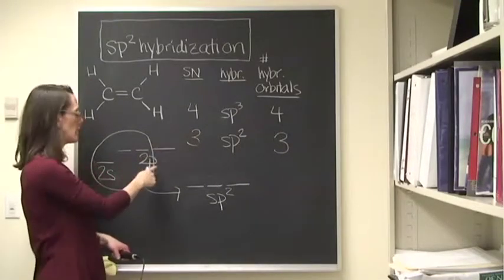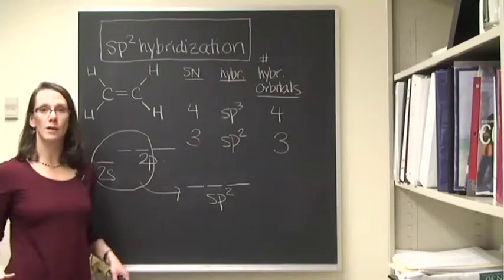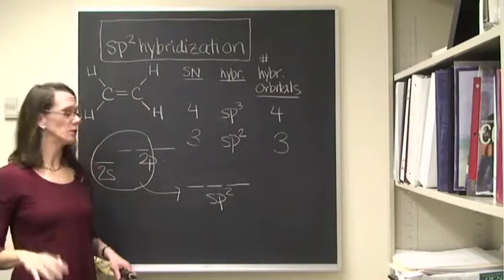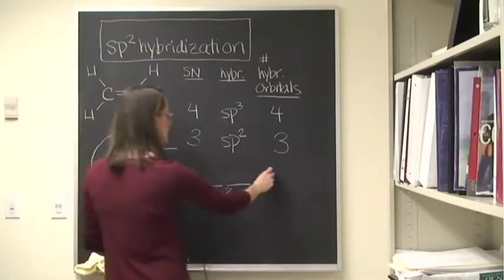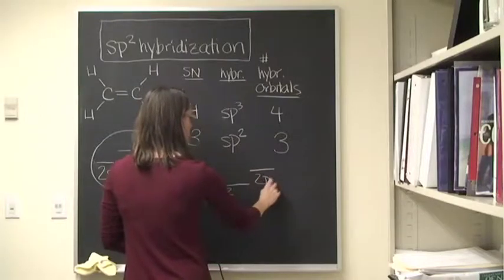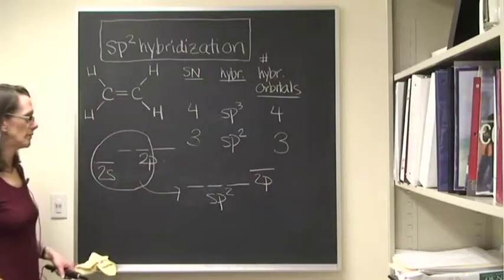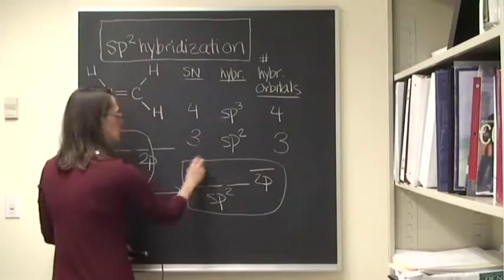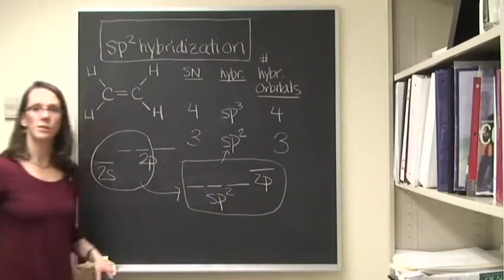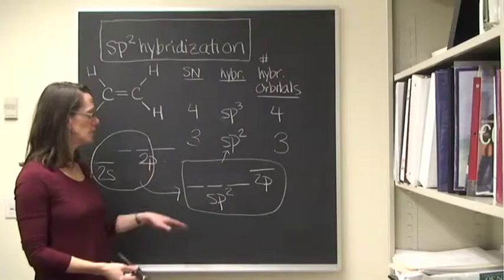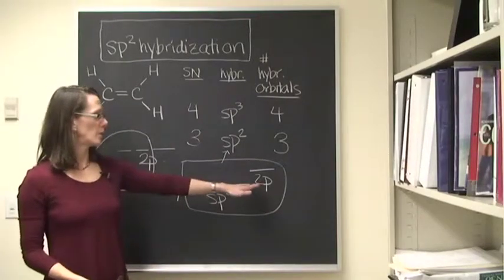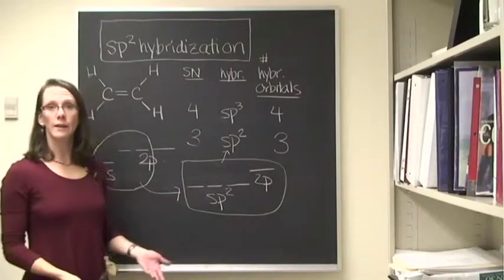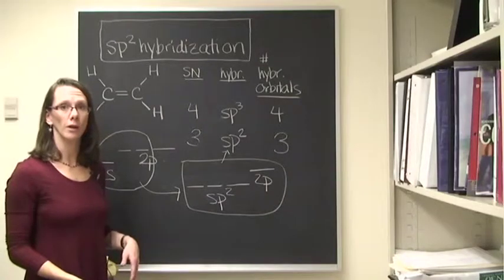If we only make 3 hybrid orbitals, we make that out of 3 atomic orbitals. We're not allowed to lose orbitals. And so we still have 1 2p orbital left over. And this is the orbital configuration for sp2 hybridization. So just like the table says, we have 3 hybrid orbitals, and we have 1 p orbital left over, and that p orbital is going to be important in bonding.